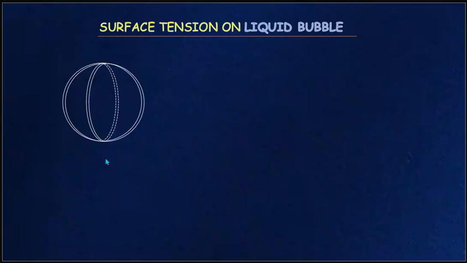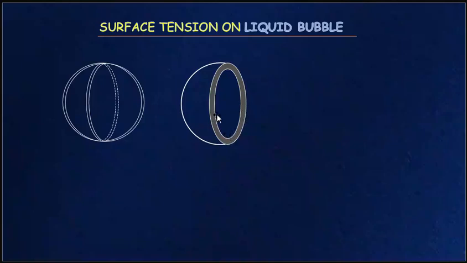So this is a peculiar example where we have two surfaces exposed to the air, the inside surface as well as the outside surface. So I am going to consider half part of the bubble for better understanding. If you see here friends, this is the half part of the bubble. It shows that the inner layer is in contact with the air as well as the outer layer of the bubble is also in contact with the air.